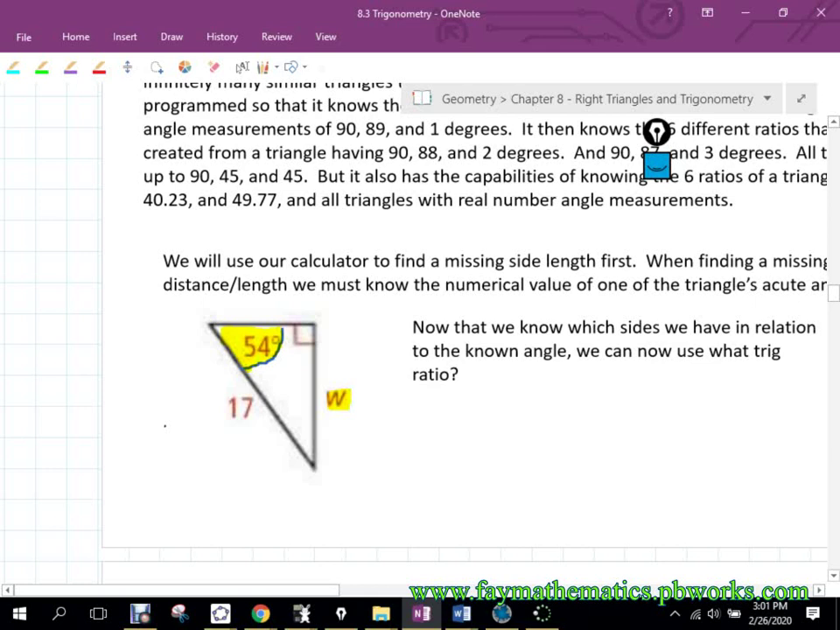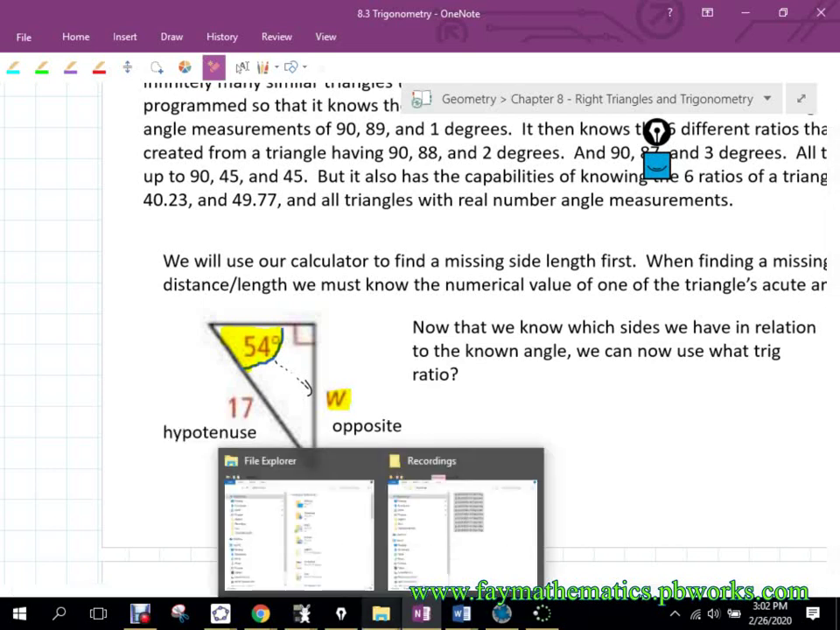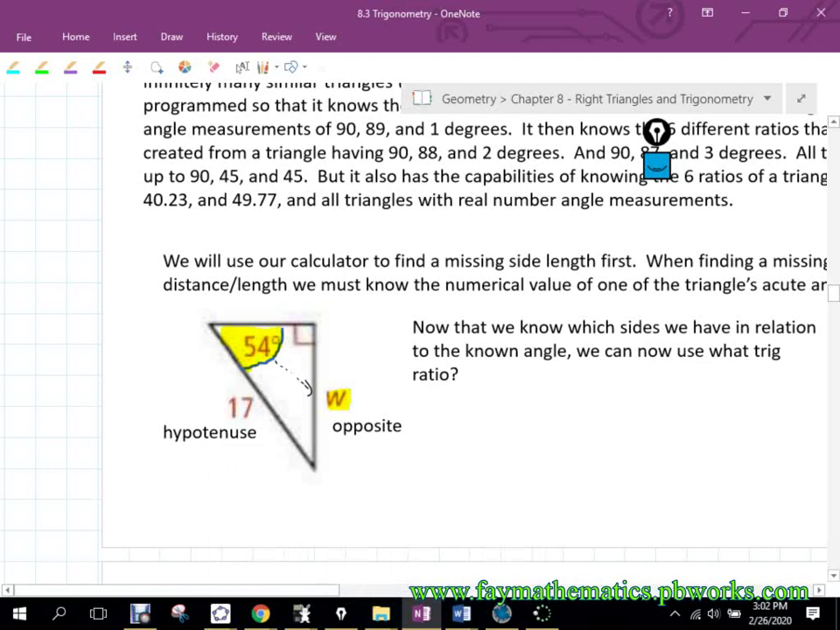So what I do is I look at the angle that they provide me, and I start labeling the sides in regards to that angle. What would the side over here, W, be called? Is that the adjacent, the opposite, or the hypotenuse? That's the opposite. Okay? And what's 17? The hypotenuse, correct? Now, I'm not asking at the moment, but this then would be the adjacent, correct?